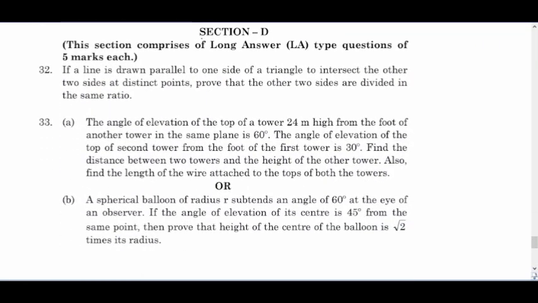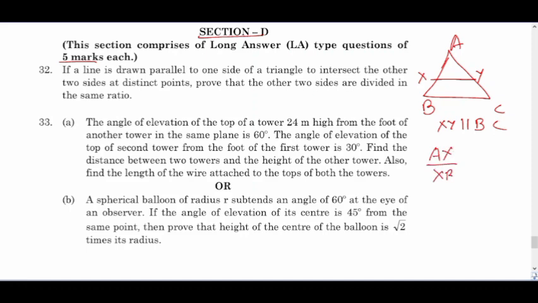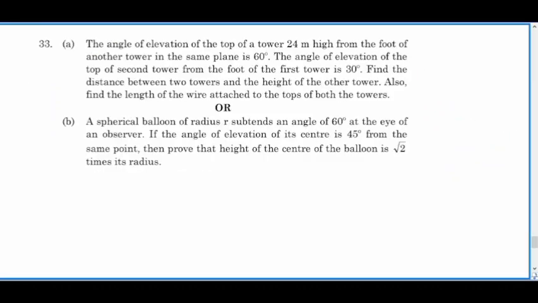Next, now section D, 5 marks each. A line is drawn parallel to one side of a triangle, prove that. Now the question is a triangle, suppose this is ABC, XY is parallel to BC. Now we have to prove that the other two sides are divided in the same ratio, that is, AX by XB equal to AY by YC, and this is an NCERT question. The proof is in NCERT, so there is no meaning in doing it here. I think you can all do it, since the question is directly from NCERT. Let me see the next question.